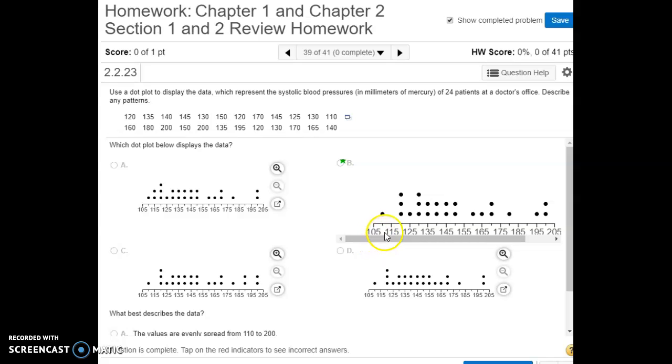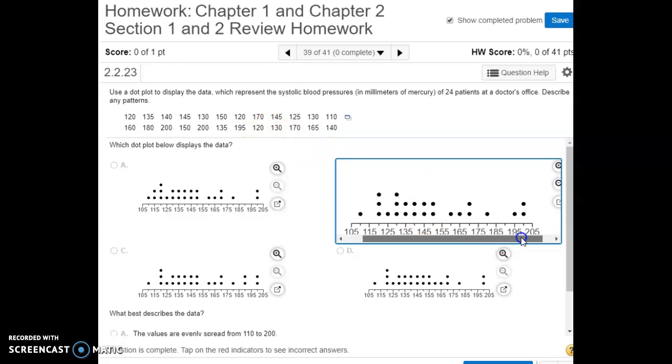There we go. And so since there is a data value at 110, there is a dot at 110. There's 3 data values here at 120 because there's 3 dots at 120, because there's 3 data values in our set that are equal to 120. And so anytime you see a data value, you put a dot, and that makes your dot plot.